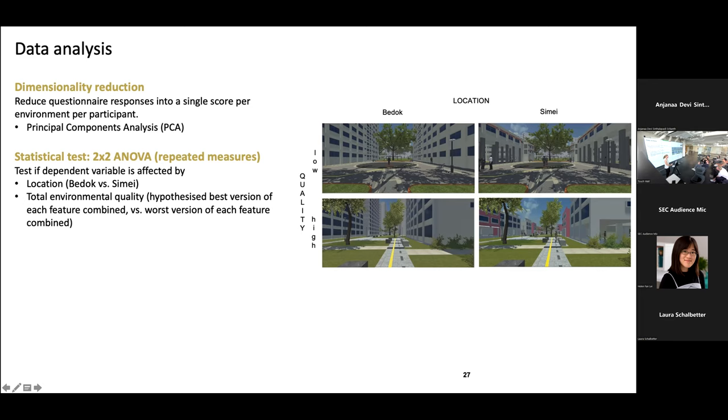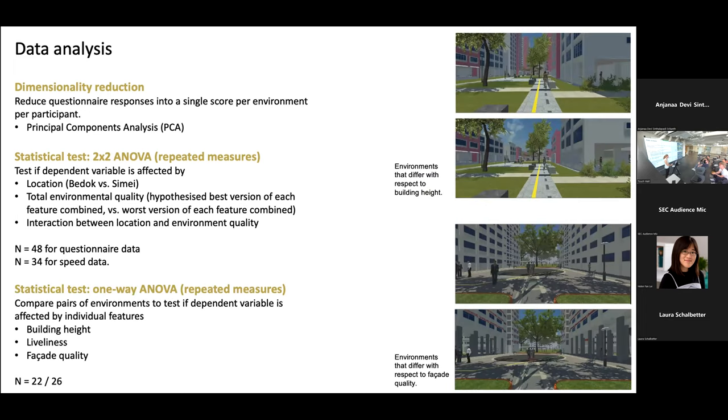So we have the same low versus high quality for both environments. And then there are these 2 locations, so Bedok and Sime. And then you check if there's an interaction between those, the location and the environment quality. And all the participants experienced these 4 environments, so the sample size for these was all the participants, except for the speed, because there were some technical problems that reduced the sample size.